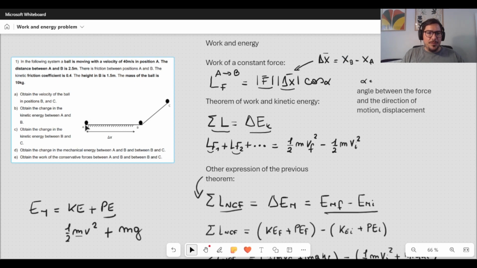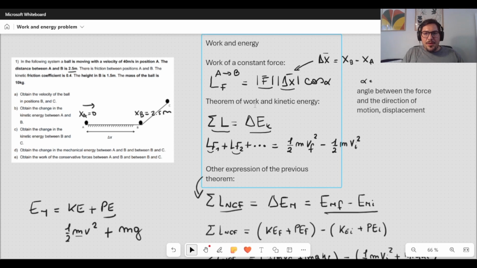In this case, if we begin with a frame of reference with position A equal to 0, suppose that the initial position is 0, we consider positive to the right, position B is 2.5 meters. So the displacement will be 2.5 minus 0 equal to 2.5. Okay, and then we have the cosine of an angle. What is the angle? The angle between each particular force and the direction of motion, which is the displacement.